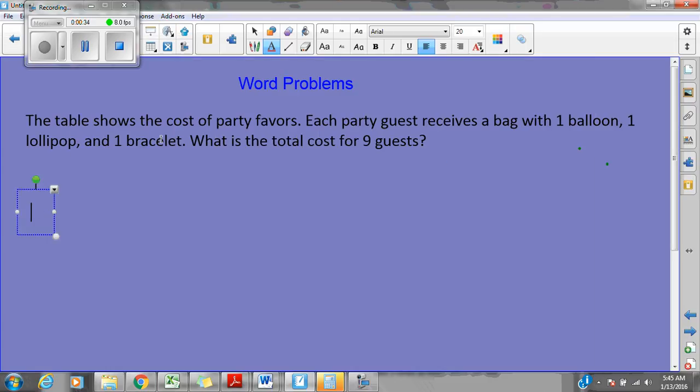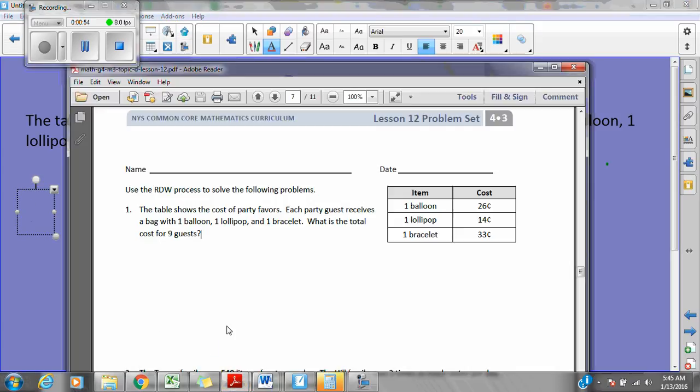I made it a little bigger here. It says, the table shows the cost of party favors. Each party guest receives a bag with 1 balloon, 1 lollipop, and 1 bracelet. What is the total cost for 9 guests? So if you look at your paper, you see that this is the problem. What are we talking about?